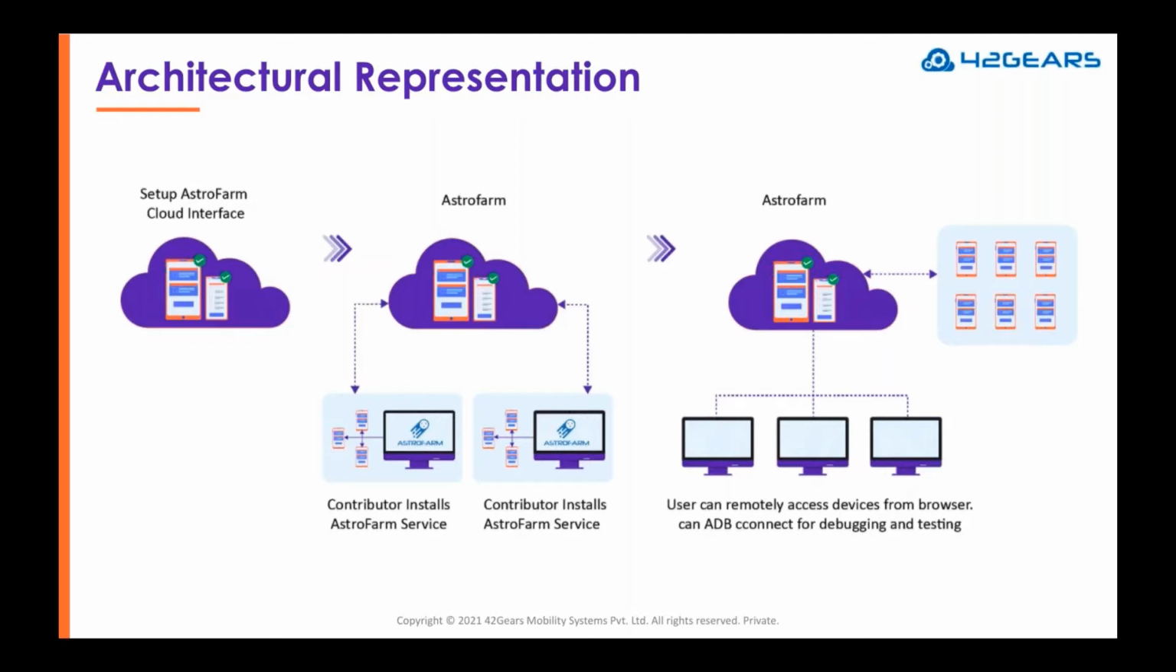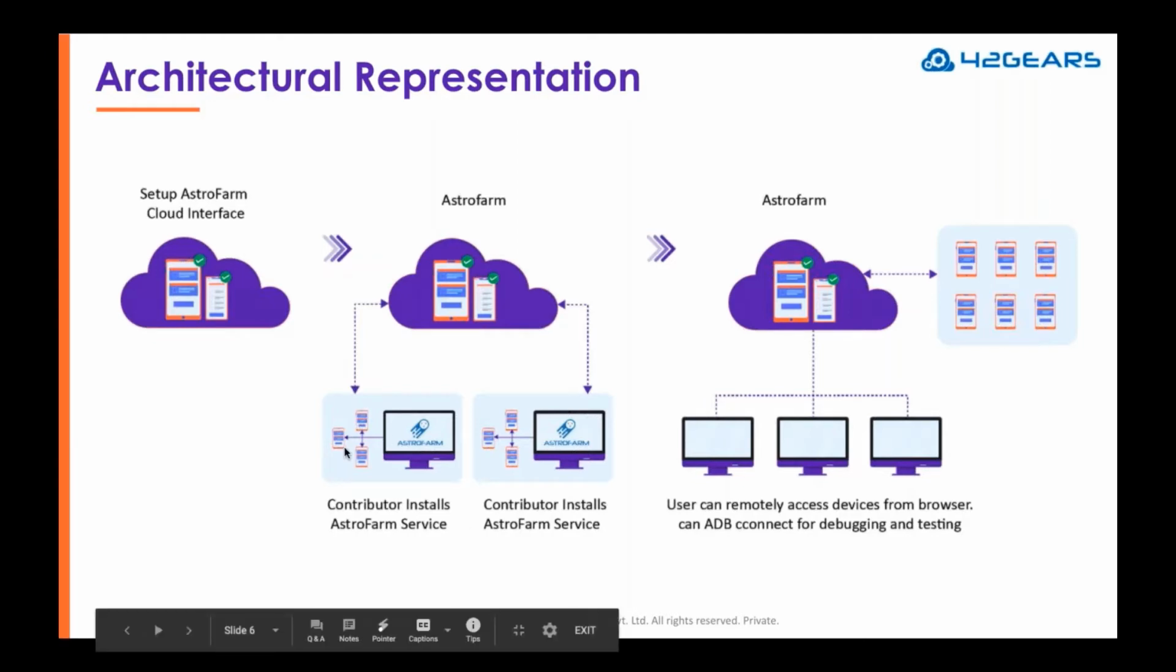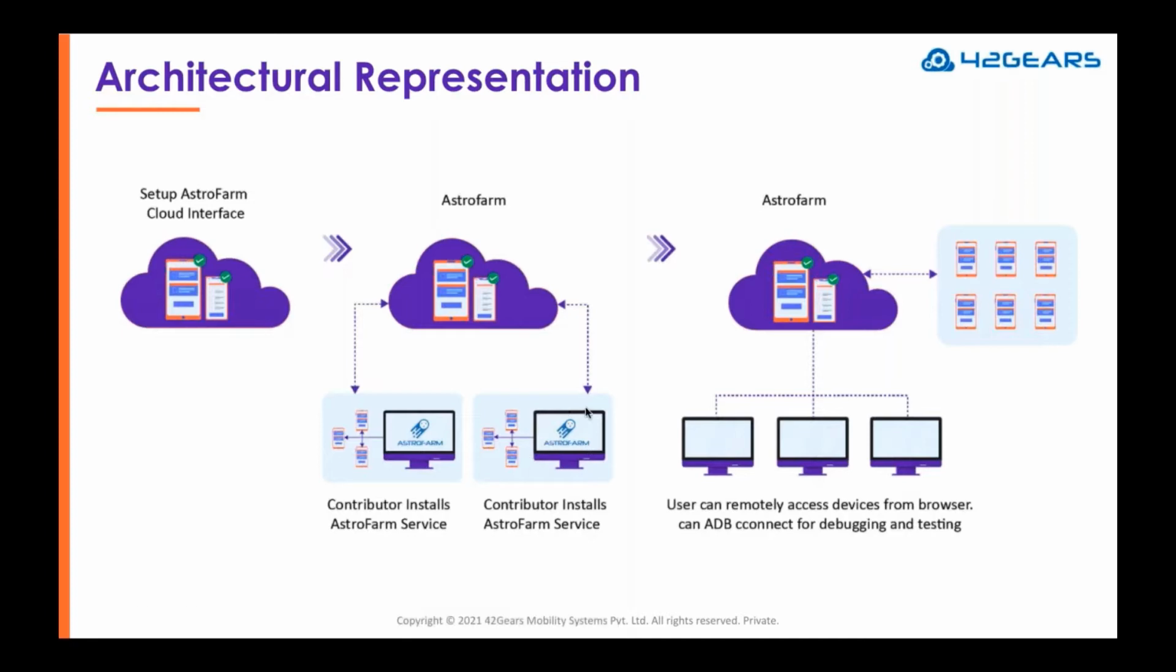And once we have done that, once the cloud instance is ready, the contributor service can be installed by anybody on office server machines or laptops or employee laptops, and every contributor can be added, and is given a unique code which he has to punch into the contributor service. And once the service is up and running, you can just plug in a few devices into the machines which are running the contributor service, and the device becomes available in the device farm.